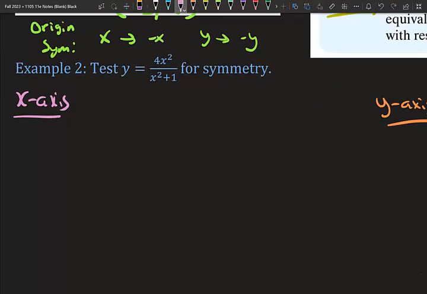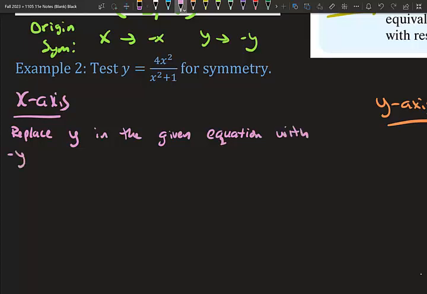So, because of symmetry, how do we remember which one is which? Symmetry, something needs to be negative. The opposite of x is y. So we're going to replace y in the given equation with negative y and simplify. So let's do that. Let's replace it.